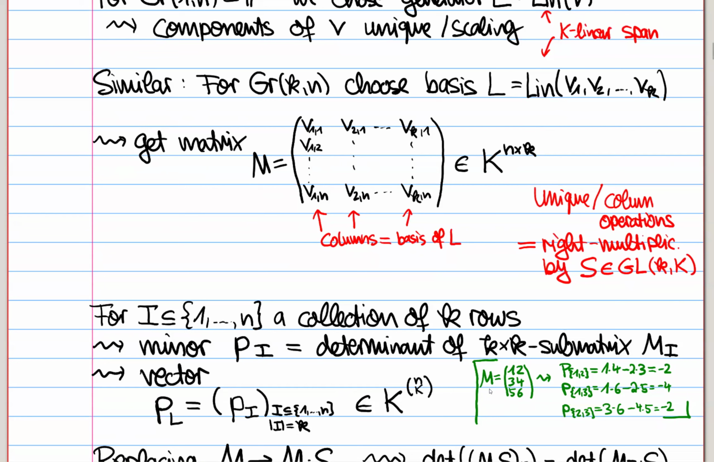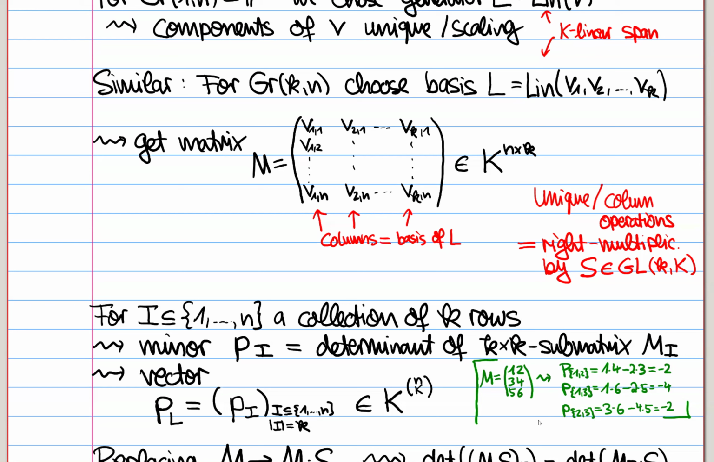So if, for example, M was this matrix, so in other words, the linear space L you look at is the space spanned by these two vectors here, then you get n choose k, so 3 choose 2, so 3 different maximal minors. Namely, you can choose the first 2 rows, and then the minor is just 1 times 4 minus 3 times 2, so this is minus 2. And similarly, for the first and third, and the second and third, you get a minor. So in this case, this vector here would have these 3 numbers as components.